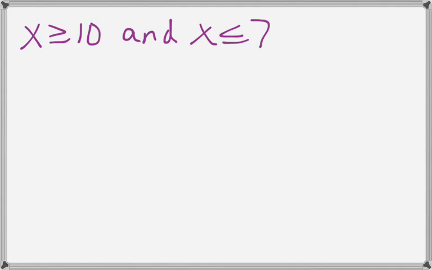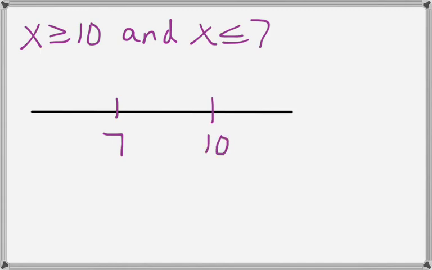Okay, now if we have this statement here, x is greater than or equal to 10 and x is less than or equal to 7. And we're looking at our number line for solutions here. It's an "and," so in order to be a solution, the number has to satisfy both parts of the inequality. So if we check, we kind of have three sections of the number line here. Right? We've got numbers less than 7, numbers between 7 and 10, and then numbers greater than 10.